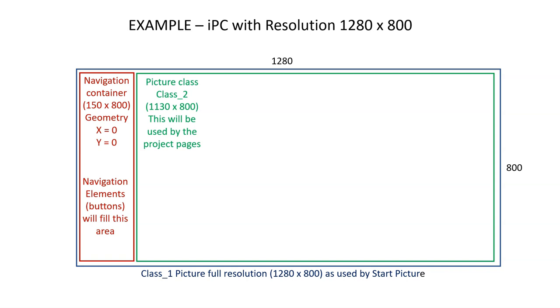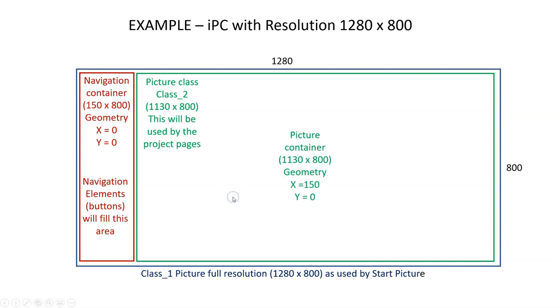We're also going to create a navigation container. The navigation container will be 150 by 800, and as you can see 150 plus 1130 gives you the 1280 maximum resolution of the screen. So the navigation container is that size, and the geometry, the start point, will be x0, y0 here.